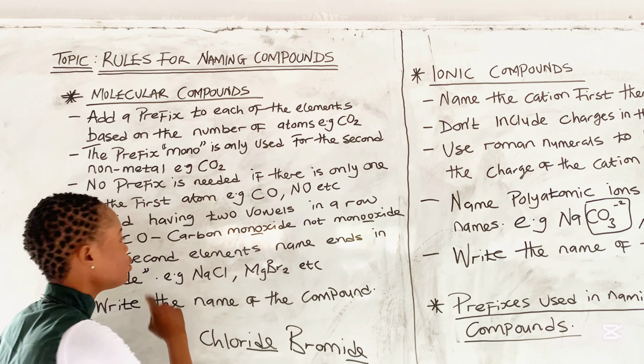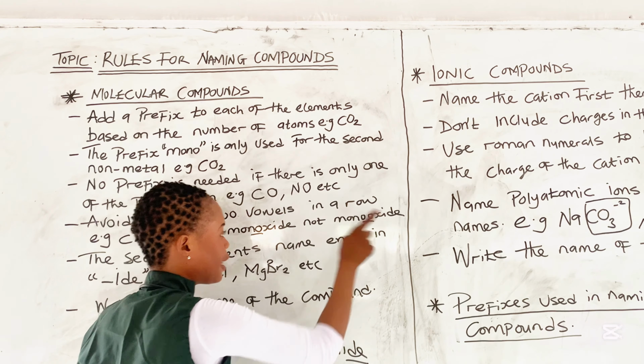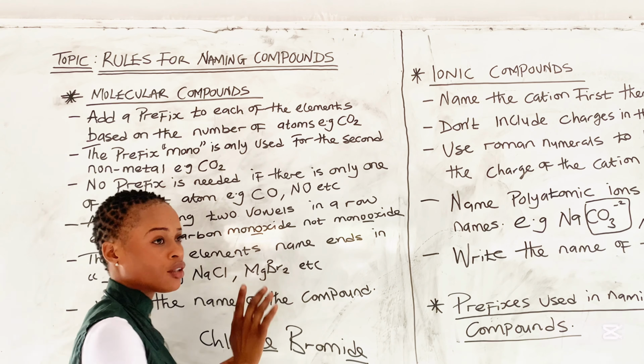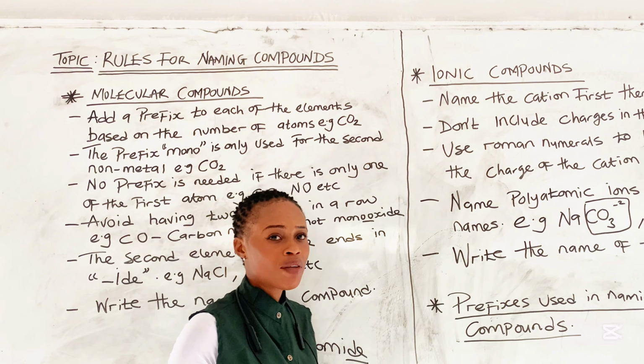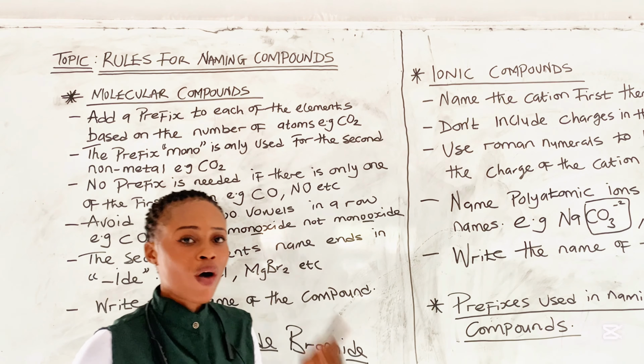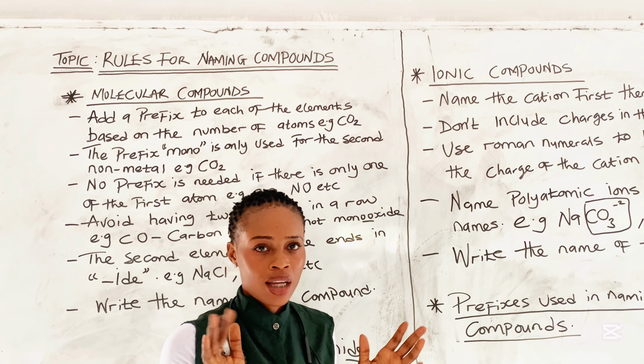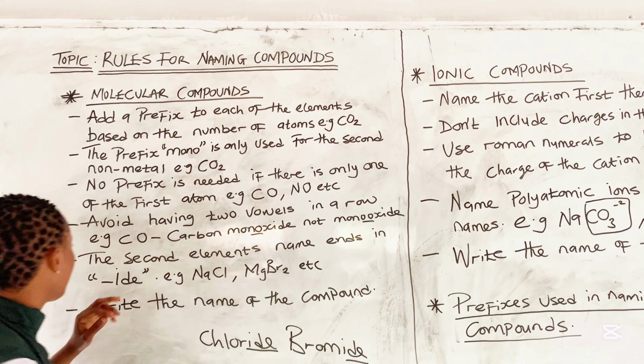And so the compound is not carbon monooxide. It is simply carbon monoxide. So just one O. Please take note of that. Whenever there are two vowels in a row, one of the vowels must be removed. When we say in a row, we mean back to back. I hope you understand that. So that's for the fourth rule.